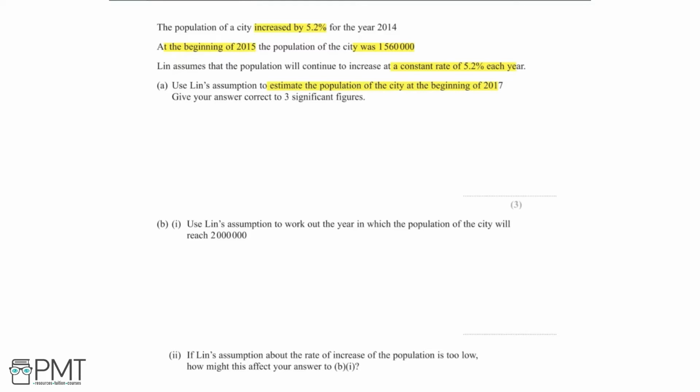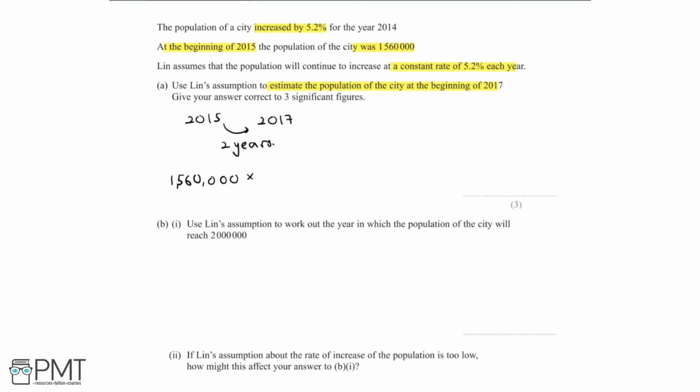Now since we're given the population at the beginning of 2015, and we're given the rate at which the population increases, we'll be able to estimate the population of the city at the beginning of 2017. Now we need to find out how many years are between 2015 and 2017, and so we can see that there are 2 years in between 2015 and 2017. Now we start with a population in 2015 of 1,560,000.